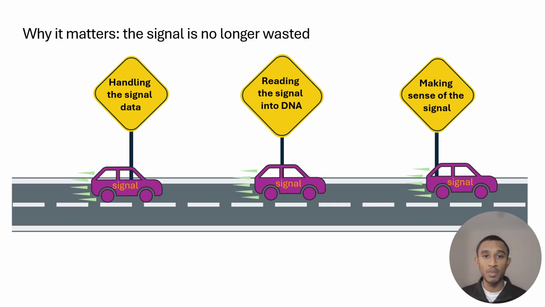And why does this matter beyond the technology? Because the hidden information in that signal, the chemical tags, the modifications, is exactly the kind of signal that helps us understand human health and biology. By making the raw signal usable, we've opened up a layer of biology that was quite literally being thrown away.